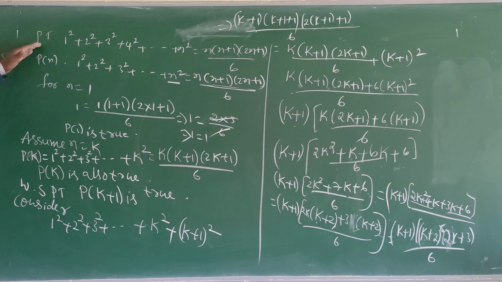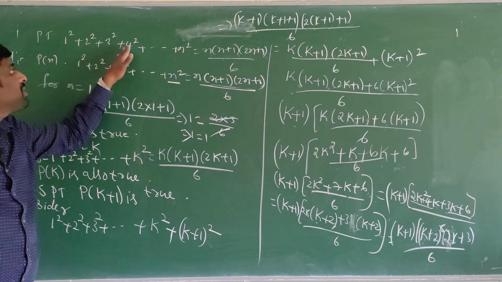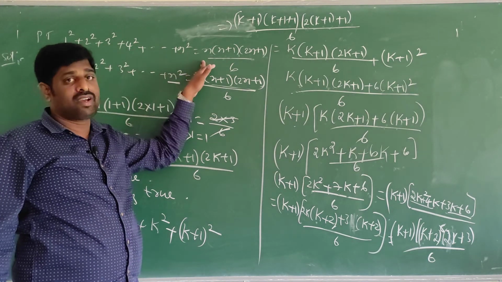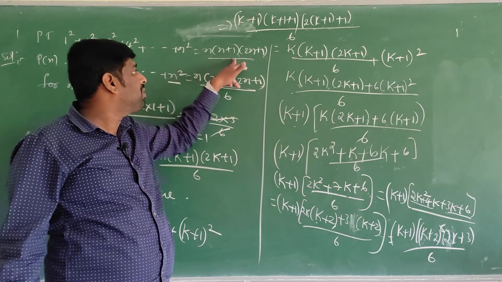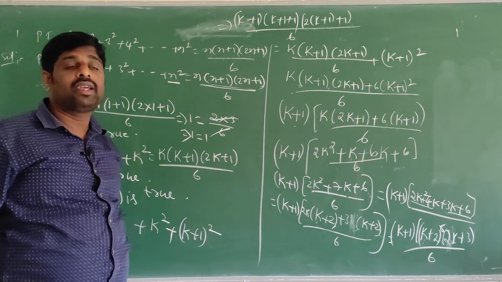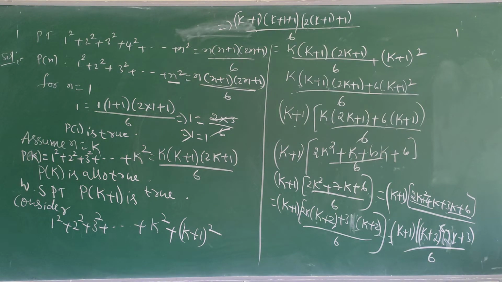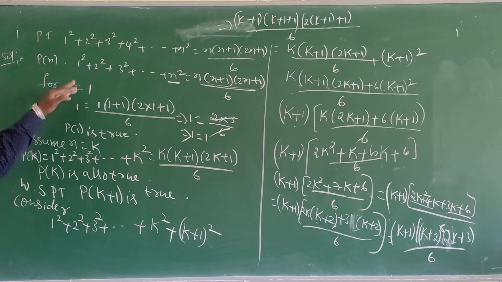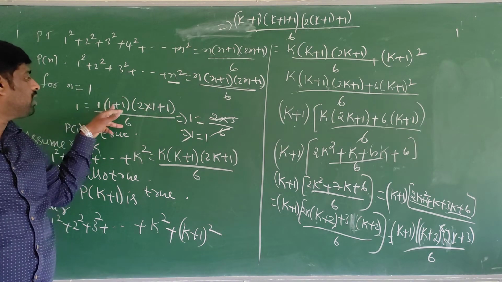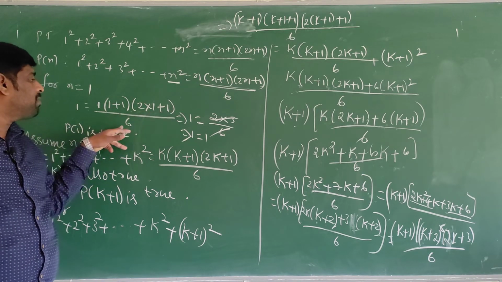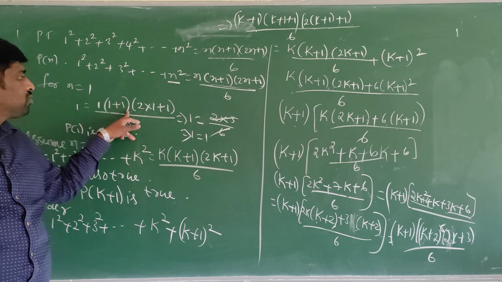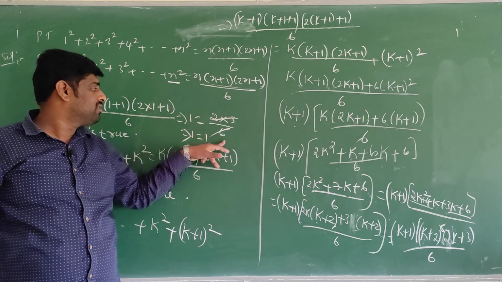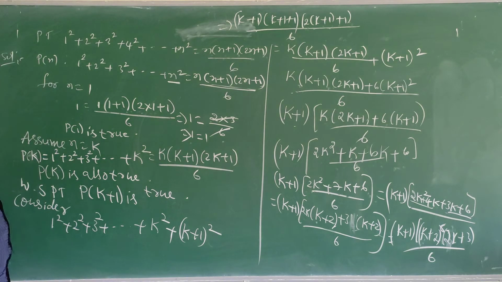Observe once again, this is a very important problem: prove that 1 square plus 2 square plus 3 square plus 4 square and so on plus n square equals n into n plus 1 into 2n plus 1 divided by 6. The given statement can be represented as P of n. For n is equal to 1, 1 is equal to 1 into 1 plus 1 into 2 into 1 plus 1 divided by 6; 1 plus 1 is 2, 2 plus 1 is 3, 2 3 is 6, 6 divided by 6, that is 1 is equal to 1. Therefore P of 1 is true.